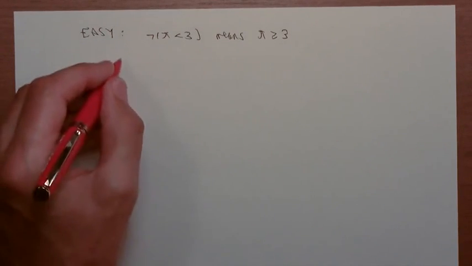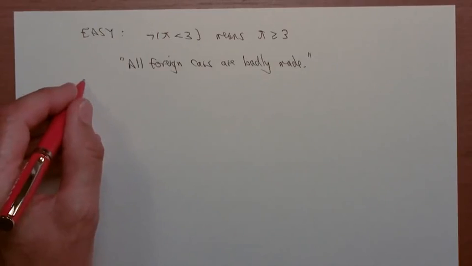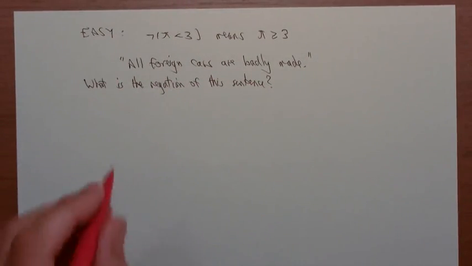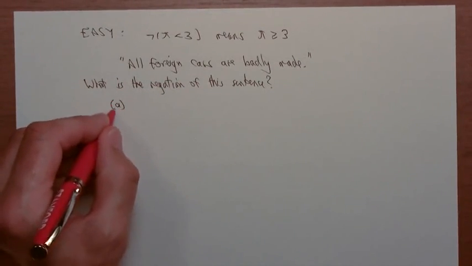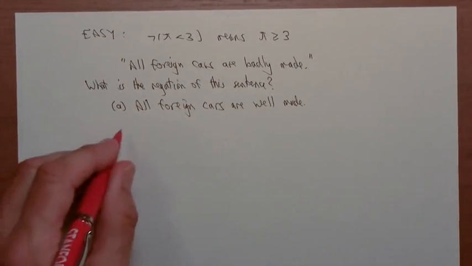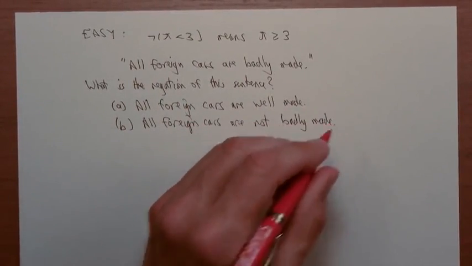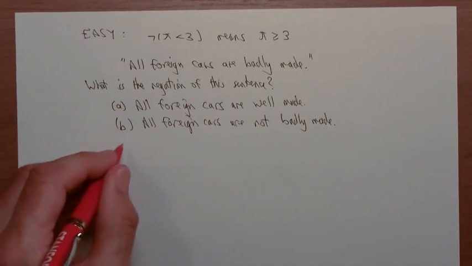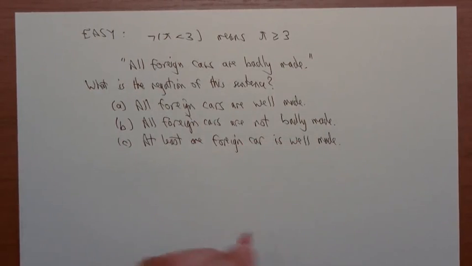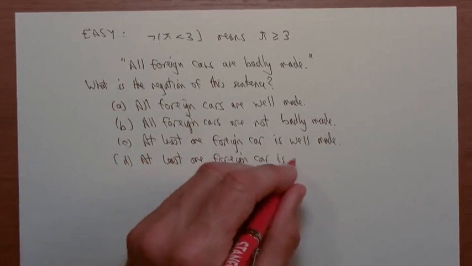Let me give you one that's not quite so obvious. Look at this sentence. All foreign cars are badly made. What's the negation of this sentence? Let me give you 4 possibilities. Possibility A. All foreign cars are well made. Possibility B. All foreign cars are not badly made. Possibility C. At least one foreign car is well made. Possibility D. At least one foreign car is not badly made.